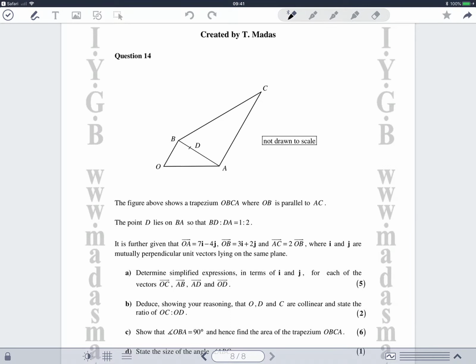Question 14 of the Madas MP1 Paper N series. So the figure above shows a trapezium OBCA where OB is parallel to AC. Right, let's get that down. So that's parallel to this. The point D lies on BA so that BD to DA is 1 to 2.